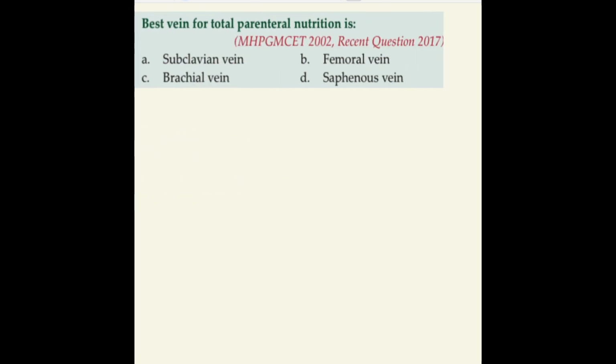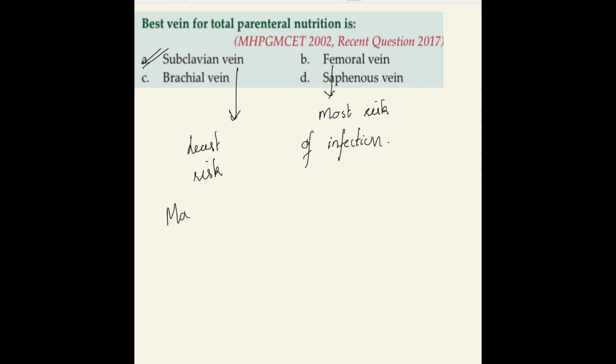Next question. The best vein for total parenteral nutrition is A subclavian vein, B femoral vein, C brachial vein, D saphenous vein. The answer is subclavian vein. Why is subclavian vein the best for total parenteral nutrition? Femoral vein has the most risk of infection and subclavian vein has the least risk of infection. This was already discussed. The subclavian vein, however, has maximum risk of pneumothorax.